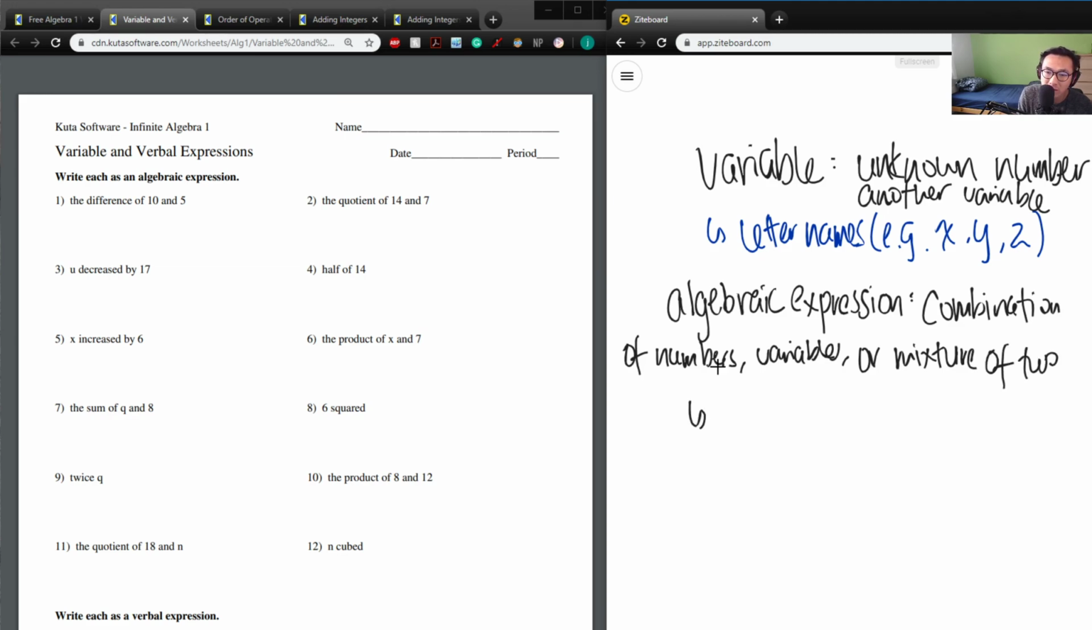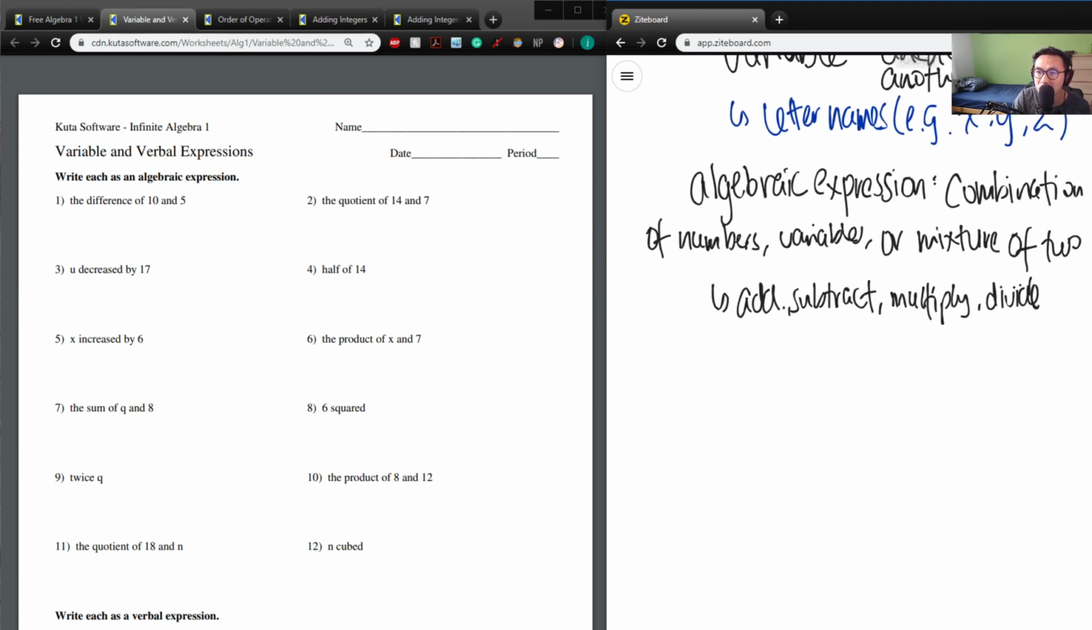An algebraic expression usually has some type of operation in it. It could be addition, subtraction, multiplication, division. These are expressions that you already know what to do. It could be exponents as well. It could be a lot of things. You already know this from your probably elementary school math, so this is just a review again.